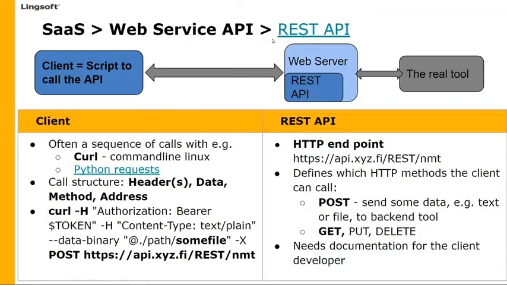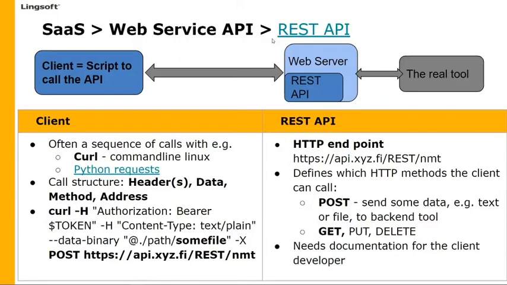And if you look at the REST API, then it has an endpoint, which is an HTTP address, usually many. Then it has methods defined for what the client can call. This usually is a post where, for language technology, you would send, for example, text or a file to the backend tool. And there are other methods that do other things. For example, which version of the tool is it? Is the service available? Things like this. And you, as a REST API developer, need to document which methods are available and how you need to call these to get the results you need.